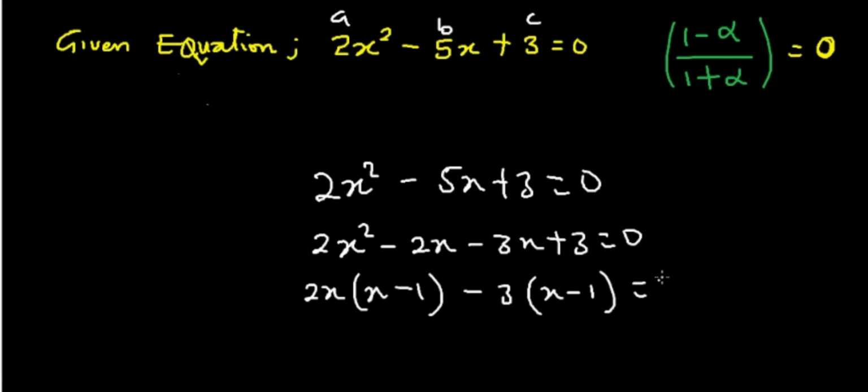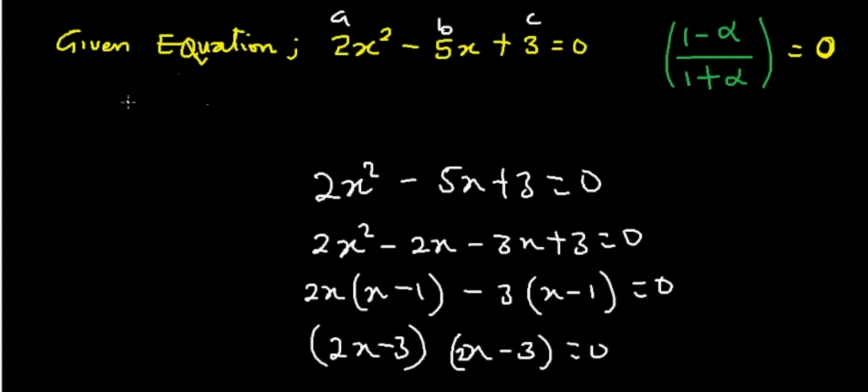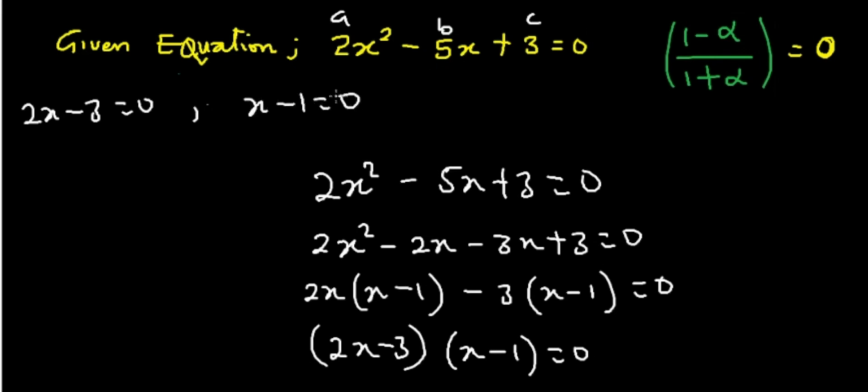Equals 0, and that will be 2x minus 3, then x minus 1, equals 0. Sorry about my writing like this. So I'll have 2x minus 3 is equal to 0, x minus 1 is equal to 0, so x here is equal to 3 over 2, then x is equal to 1.